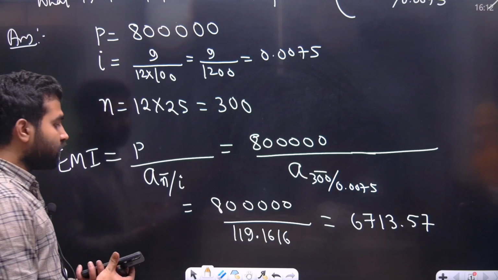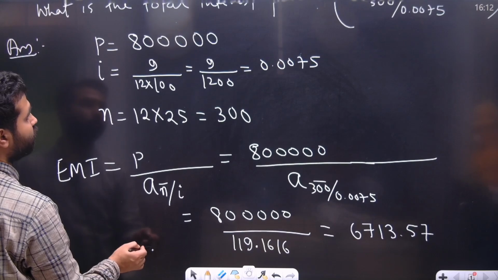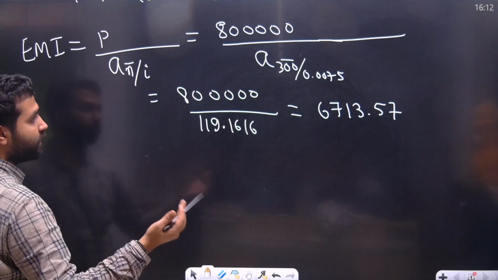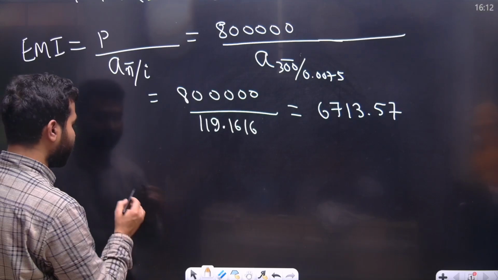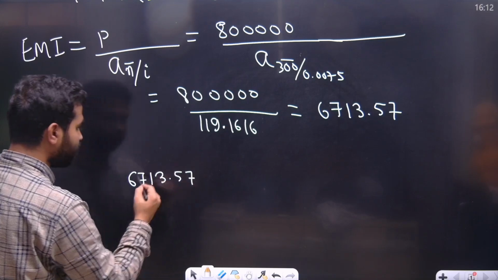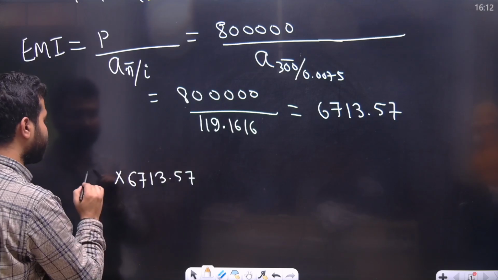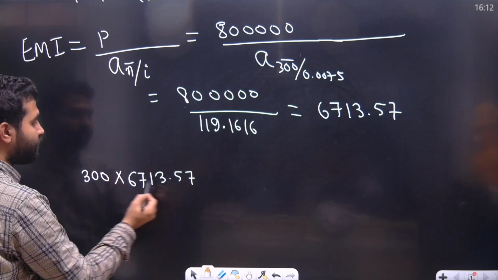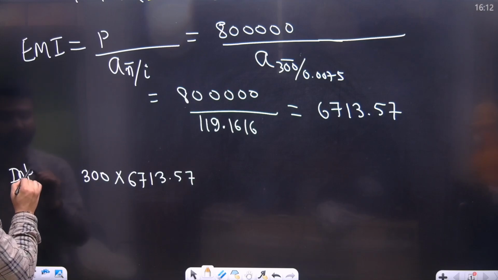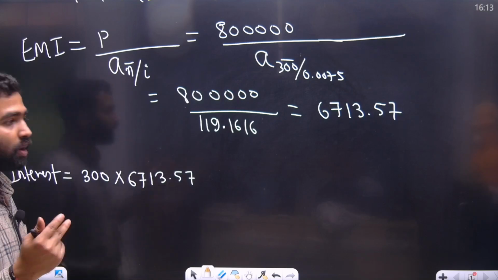Okay, so how many EMIs does he have to pay in total? He has to pay a total of 300 EMIs. So to clear the loan, how much money will he pay? He will pay 6713.57 per month, and for the total he has to multiply by 300. This much amount he has to pay to clear the loan. Now we need to find how much interest he is paying, to amortize the loan.